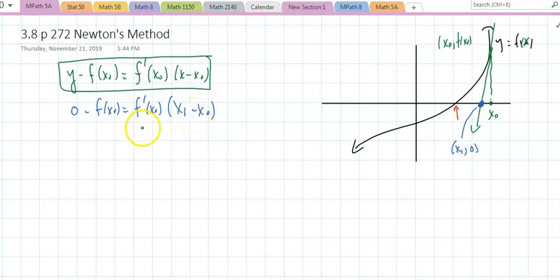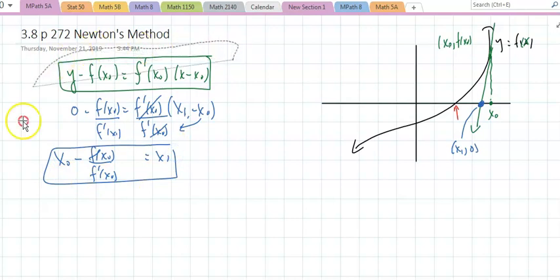And now if I solve this problem for x sub 1, divide both sides by f prime of x sub 0, and say x sub 1 equals, move this to the left, x sub 0 minus f of x sub 0 over f prime of x sub 0.